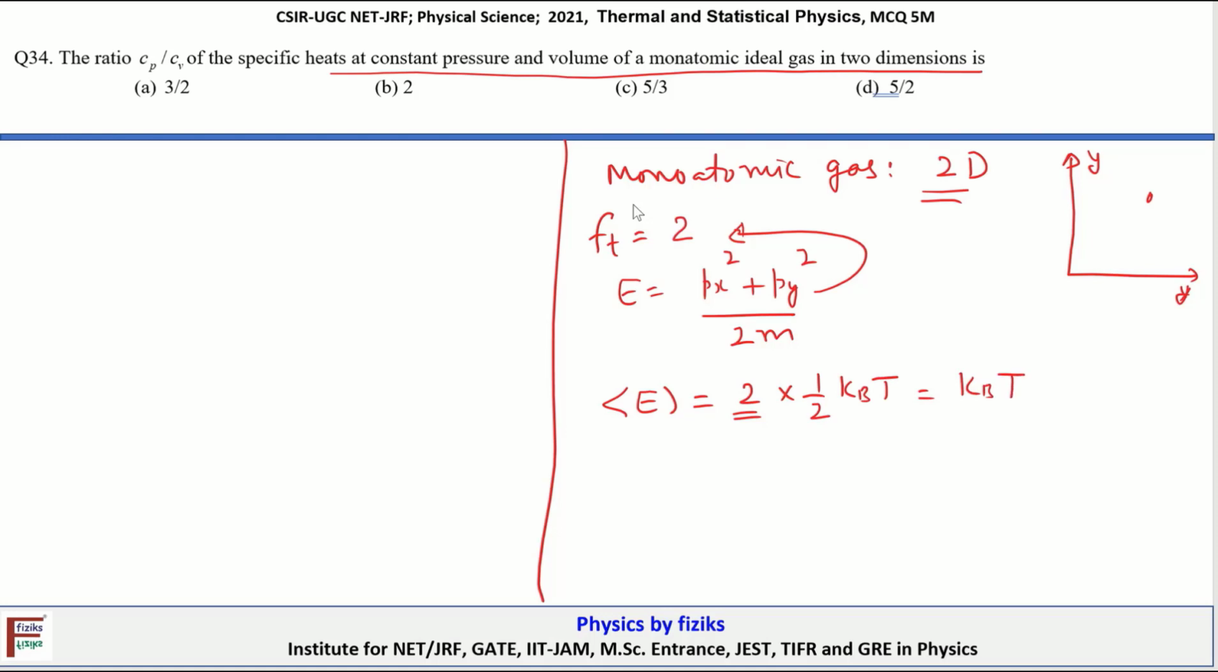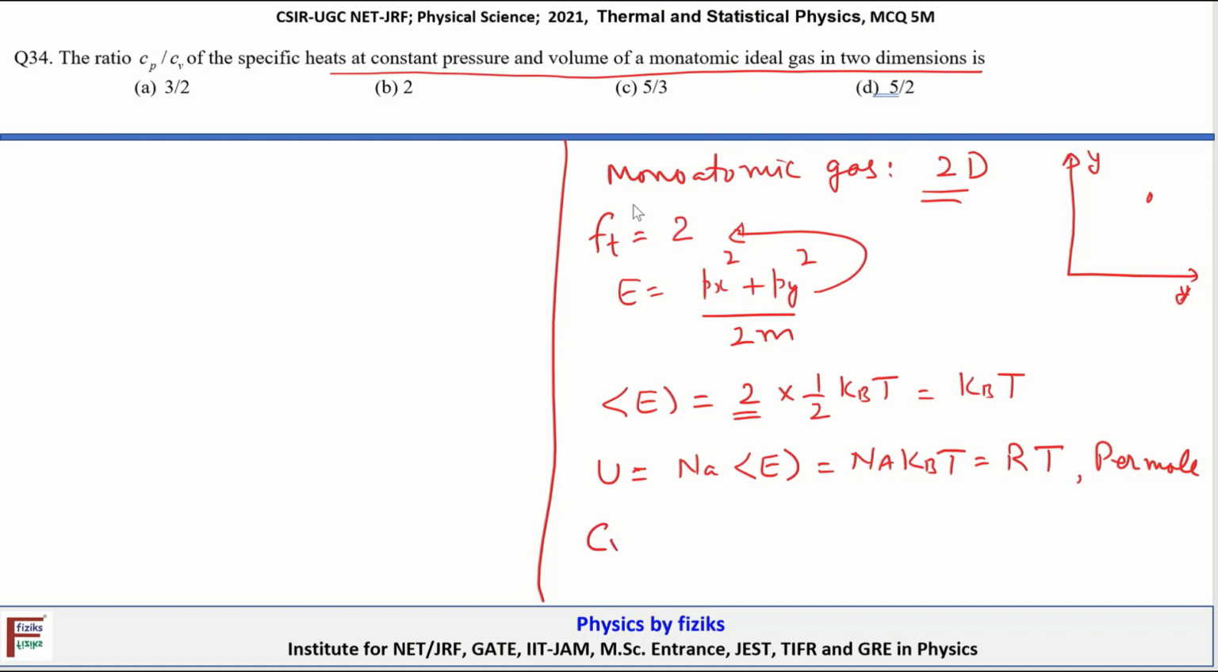For a system of n particles, or the Avogadro number of particles, U will be the Avogadro number multiplied by the average energy per particle, that is equal to NA kBT, that is equal to RT. This is per mole. This is the energy per mole of this kind of gas molecule.